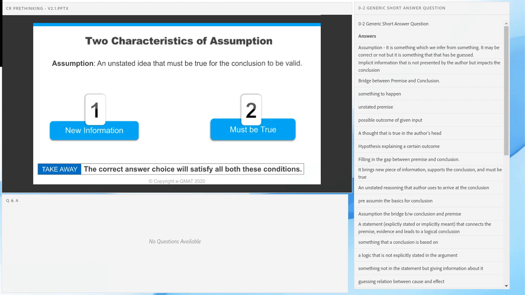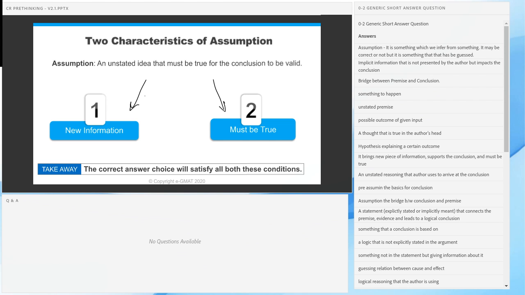So fundamentally, an assumption has two attributes or two characteristics. One is it provides new information. The second is it satisfies this one condition called the must be true condition. And every correct answer choice will satisfy both these attributes. Now, 90% of your questions, in fact 95% of your questions, play on the must be true aspect, but 5% of those questions play on the new information aspect, which means that you'll have an incorrect answer choice that satisfies the must be true condition but does not provide new information. But again, the majority of what the test tests is this.